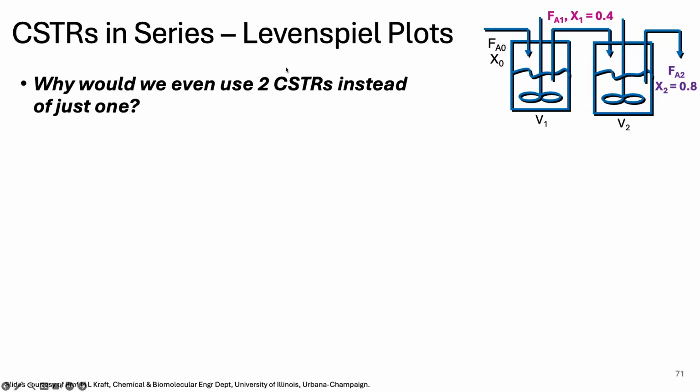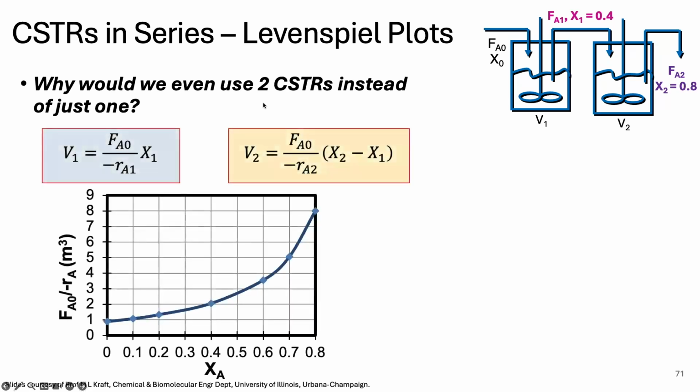So we may ask a question: why would it be useful to use two CSTRs in series instead of just a single CSTR? Again, it can be helpful to look at our Levenspiel plots to answer that question. Let's consider the case where we have two CSTRs in series, and in our first CSTR, we can achieve a conversion of 0.4, but we are interested in achieving overall a conversion of 0.8.